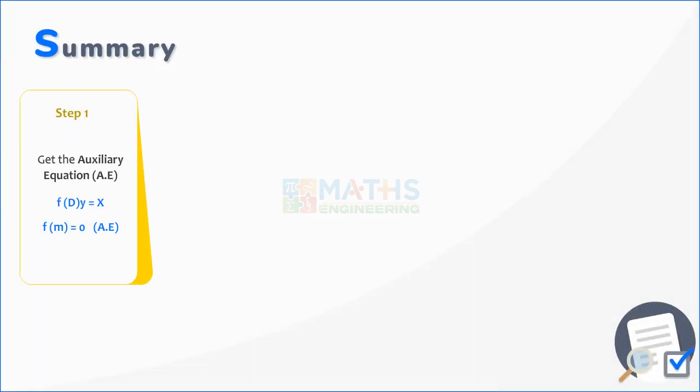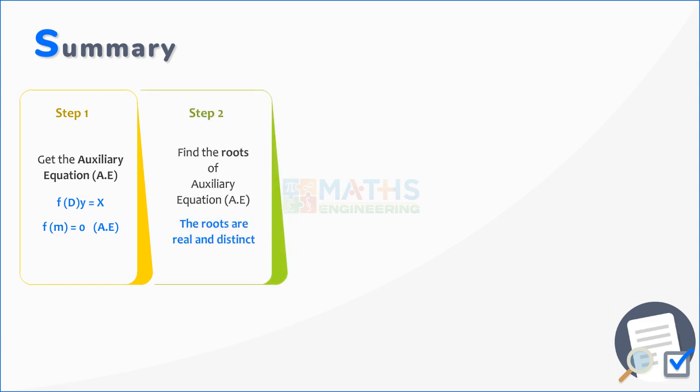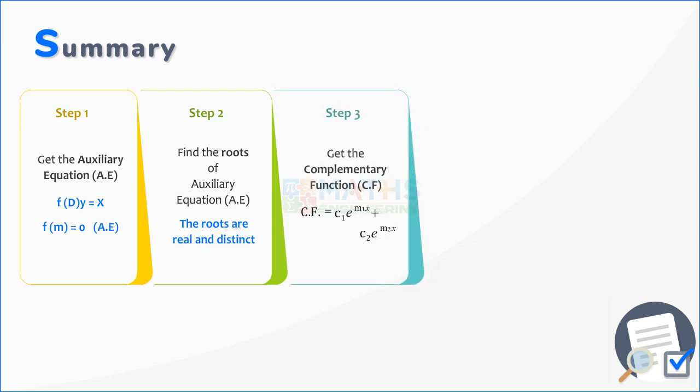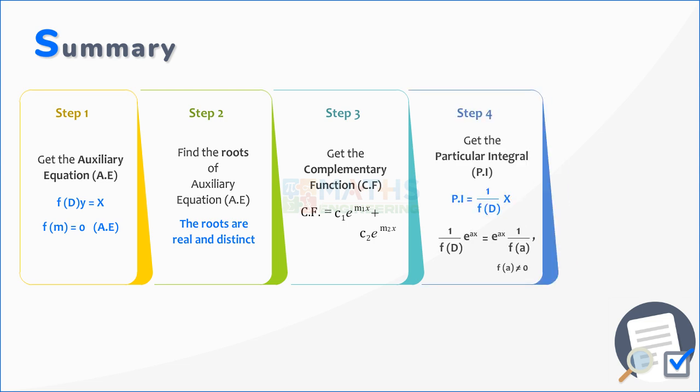Let us summarize. The given equation is of the form f of D of y is equal to X. We find the auxiliary equation by replacing D is equal to m. We get f of m is equal to 0. We find the roots of this auxiliary equation. Here we get real and distinct roots. By using this, we write down the complementary function. The complementary function is equal to c1 e power m1x plus c2 e power m2x. To find the particular integral, we start with 1 divided by f of D into X. If we get 1 divided by f of D into e power ax, we just replace D as a. So we get e power ax divided by f of a.